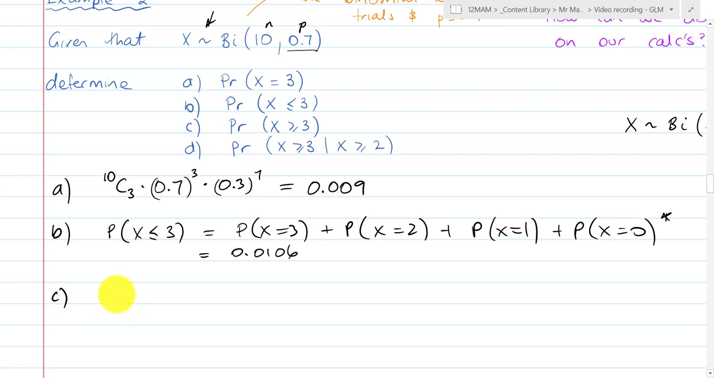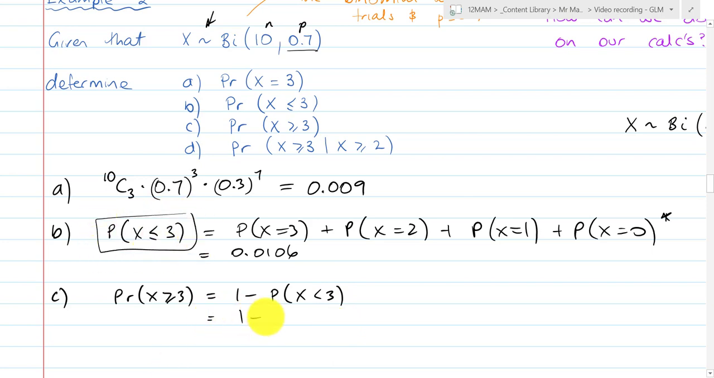Question C, the probability that x is greater than or equal to 3. Well, this is also equal to 1 minus the probability that x is less than 3. And we've almost got this here. So we could use this answer and do 1 minus the probability that x is less than or equal to 3, but then add back in the probability x equals 3. So it's 1 minus the answer to B plus the answer to A.